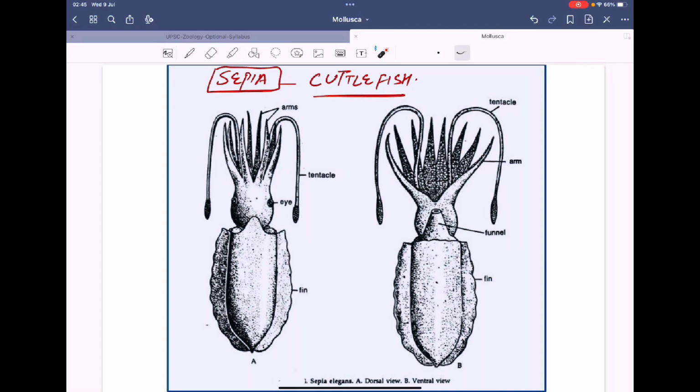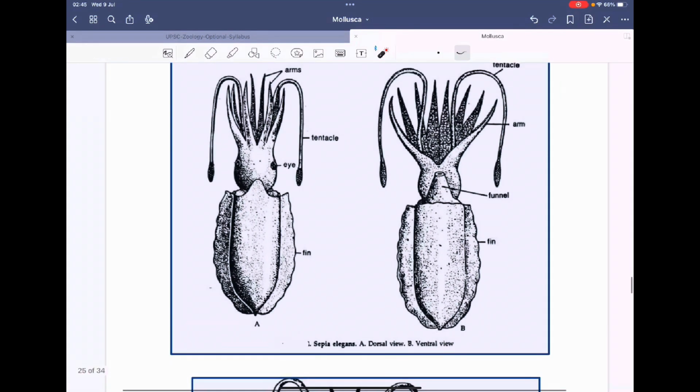In this lecture we will discuss the sepia. Sepia is also called the cuttlefish. If you see the structure of the sepia, it will be in this pattern. It's dorsoventrally flattened.